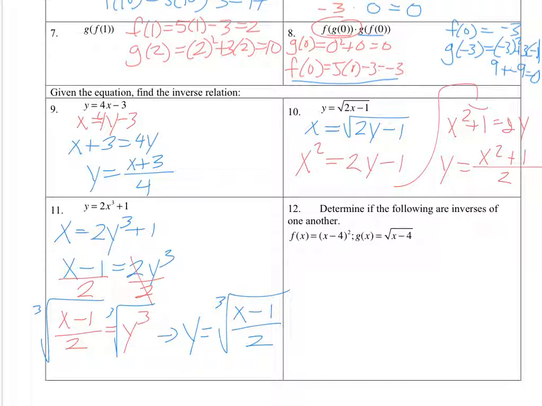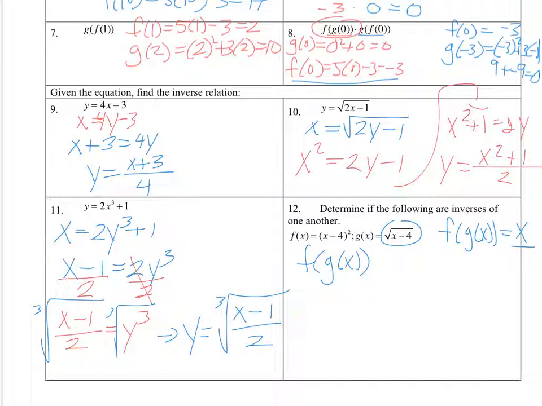For number 12, we've got to determine if the following are inverses of one another. The big thing with inverses is if you plug them into each other and they are inverses, you will get an answer of x at the end. In other words, they undo each other. So when I plug these into each other, and for the sake of super funness, I'll find f of g of x first.